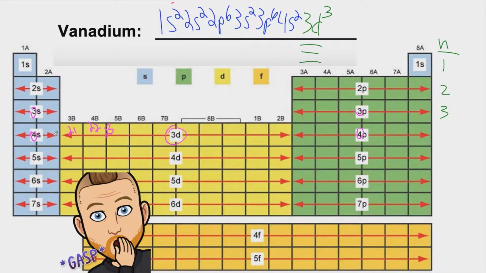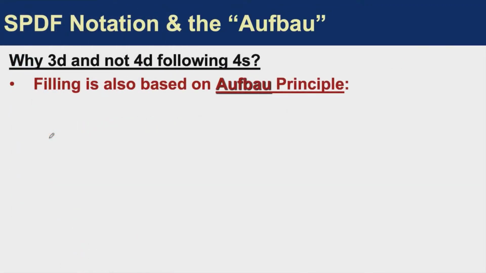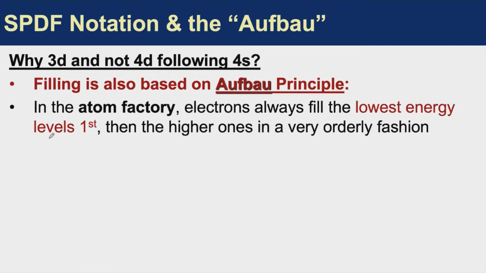Now, why does 3D come after 4S? That's a great question. It has to do with the structure of an atom and how electron sublevels will overlap one another. The rules of filling are based on something called the Aufbau principle, which is German for build up. Essentially, in the atom factory, electrons will always fill the lowest energy levels first, then the higher ones.